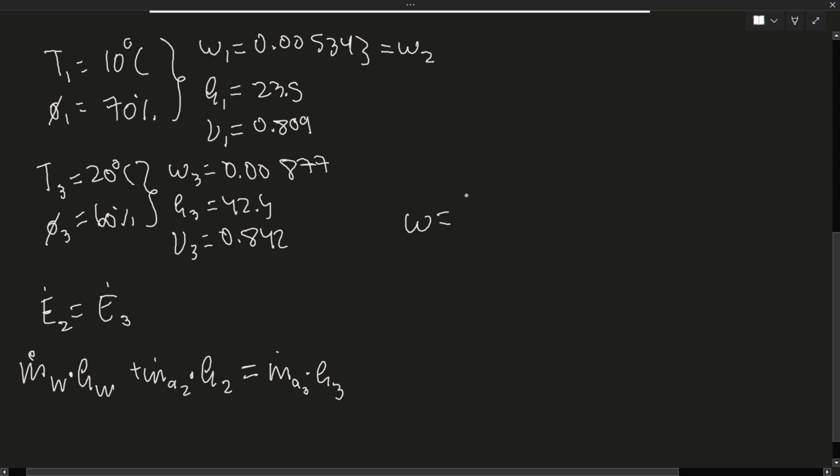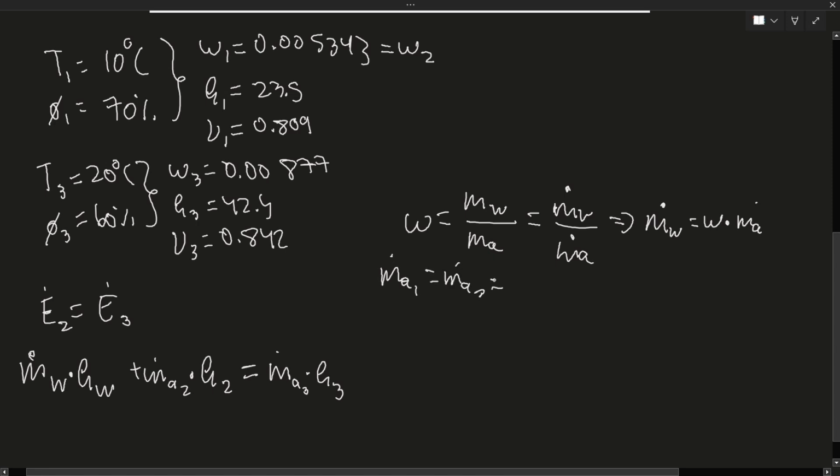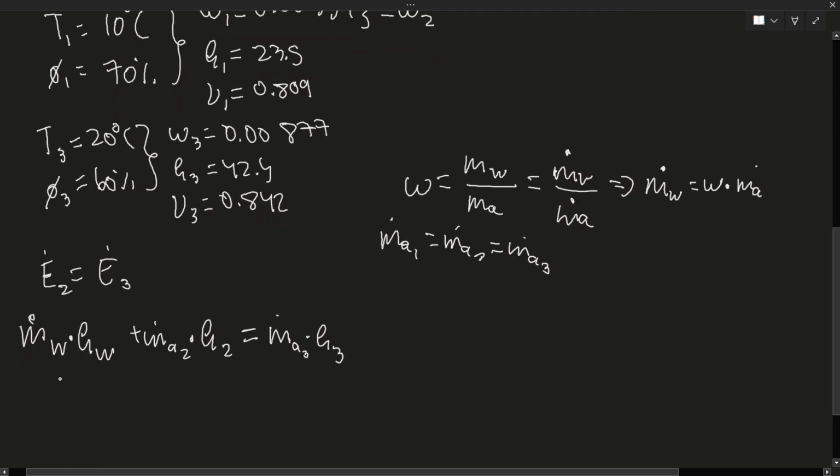You have to keep in mind that omega is equal to m water divided by ma. And if you divide both, it's still going to be equal to omega. Therefore, the mass flow rate of water is equal to omega times the mass flow rate of the dry air. Okay? Since the air content does not really change, this is just dry air, we know that Ma1 is equal to Ma2 is equal to Ma3. The Ma is just the dry air. It's not the water. Even if the water is being added, the mass flow rate of dry air is the same. That never changed.